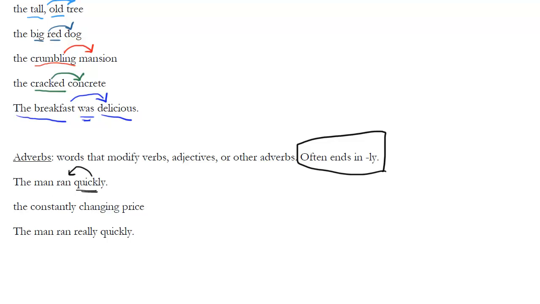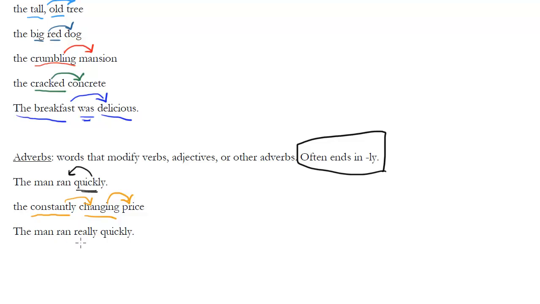The constantly changing price. So our adverb here is constantly. What is it modifying? Well, it can't be modifying price because that would make it an adjective. So instead, it's going to be modifying changing, which is an adjective here, which is describing price, right? So the price is changing, and it's changing constantly, right? So there's an example of an adverb modifying an adjective.